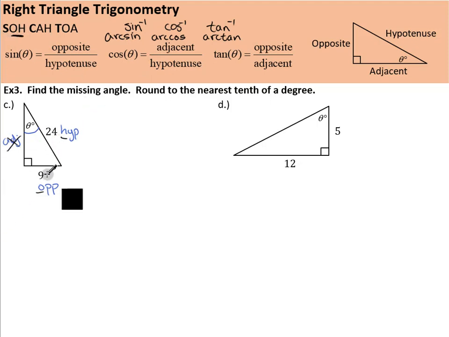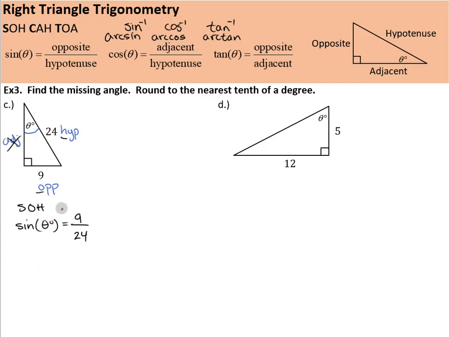We need to use sine again. Sorry, cosine. So here we're using SO, or sine. So the sine of our missing angle, theta, equals the opposite, which is 9, over the hypotenuse, which is 24. So this is from our SO, right? Sine equals the opposite over hypotenuse.